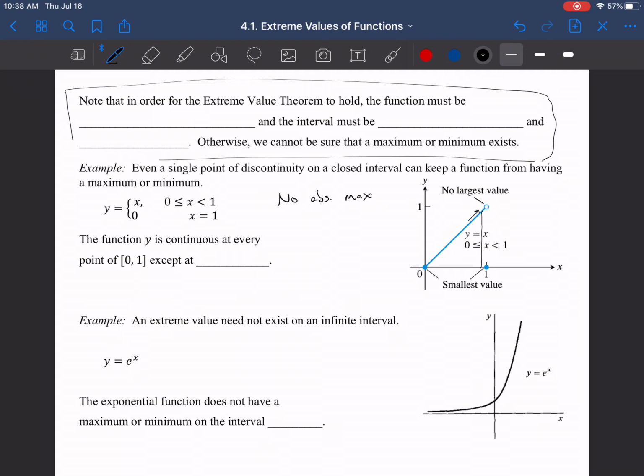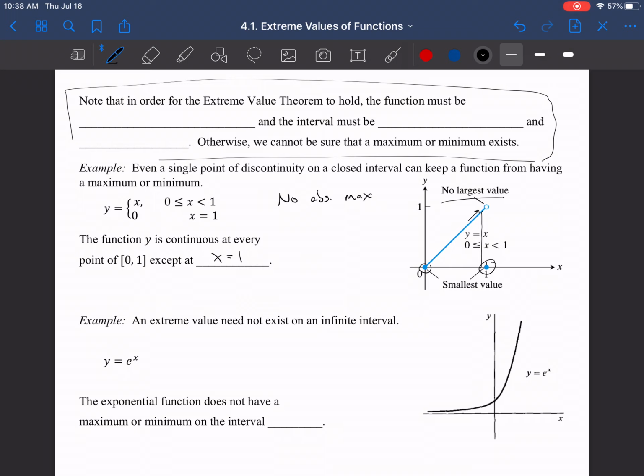So you're never going to get an actual absolute maximum. Just that one discontinuity breaks it. We do have smallest values though. We don't have a largest value, but we do have smallest values here and here, okay? And so the function is continuous at every point of [0, 1], except at x equals 1, which is what breaks us from having a largest value.